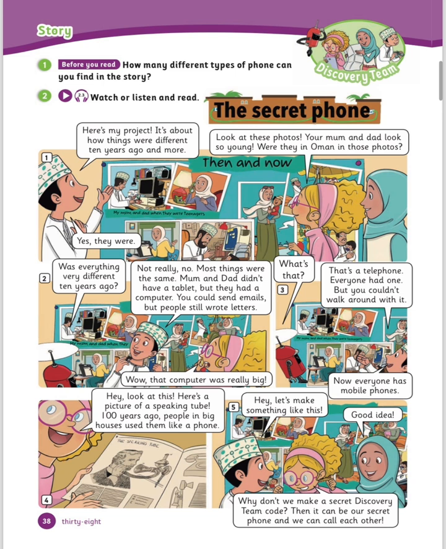Exercise number 1. Before you read, how many different types of phone can you find in the story? Let's see the answers. Telephone, speaking tube, Discovery Team string phone. Exercise number 2. Watch or listen and read. Look at the pictures carefully and listen to the audio.